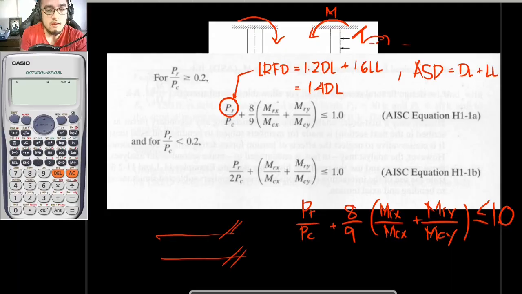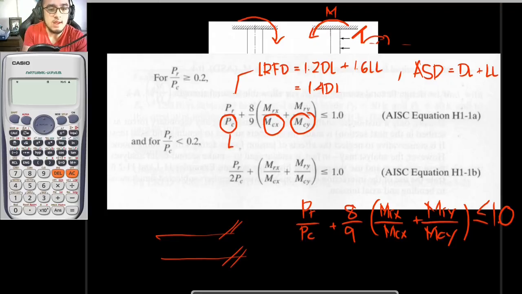And for M sub Rx and M sub Ry, that is just the moment: the factored moments if you are to use LRFD, and the service moments if we are to use ASD. So it is the same here. To put it in this manner, the ones in the numerators are the required strengths, and the ones in the denominator are your actual member strength.